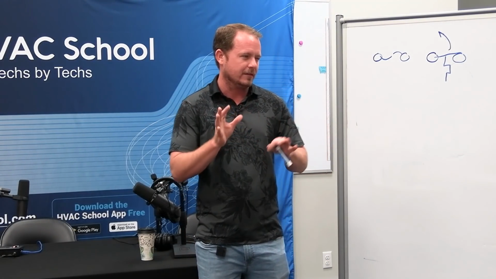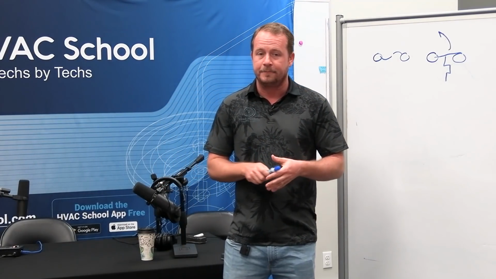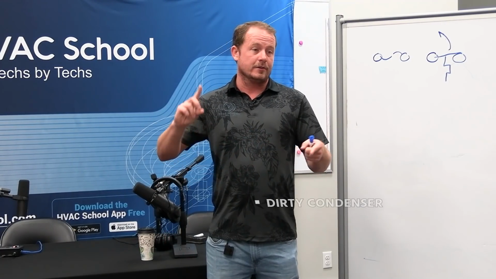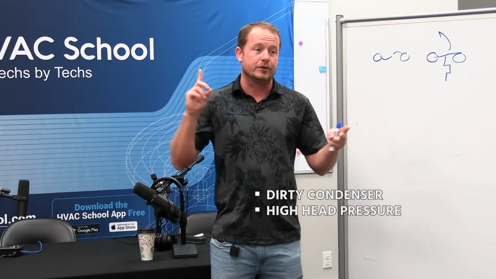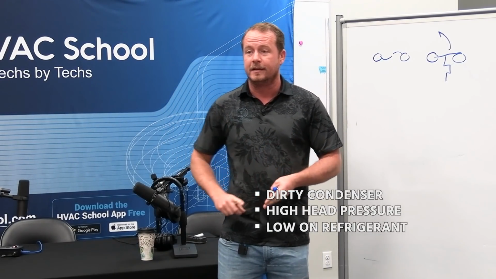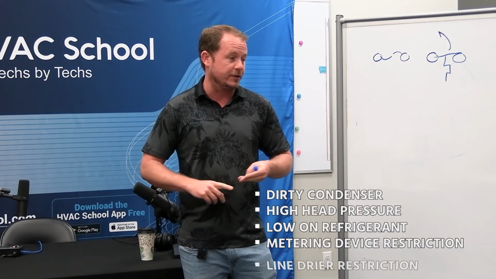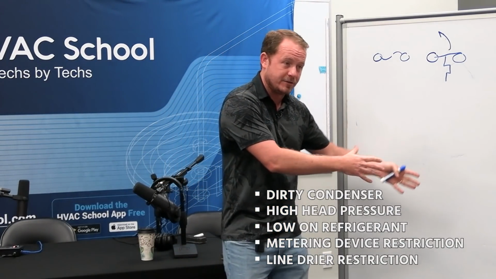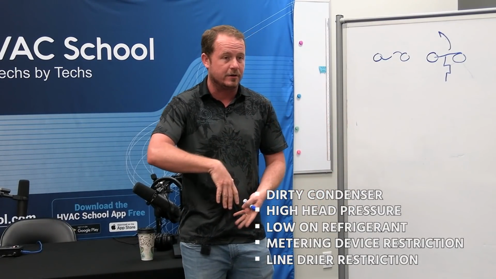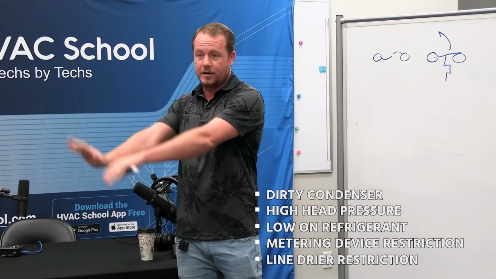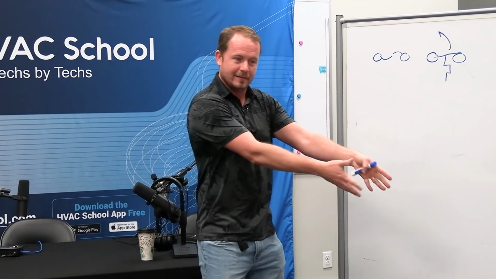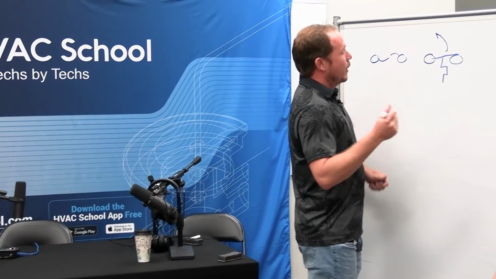Okay, this is kind of a complicated thing. But the point is that you figure out what caused it. You don't just cool down the compressor and say, all right, it's cooled down now, it's working great. Could be a dirty condenser, could be high head pressure because of overcharge, could be that it's low on refrigerant, could be metering device restriction, could be a line dryer restriction, anything that's causing either not enough refrigerant to make it back to the compressor, or too high a pressure leaving the compressor can cause that issue. Always figure out the cause.